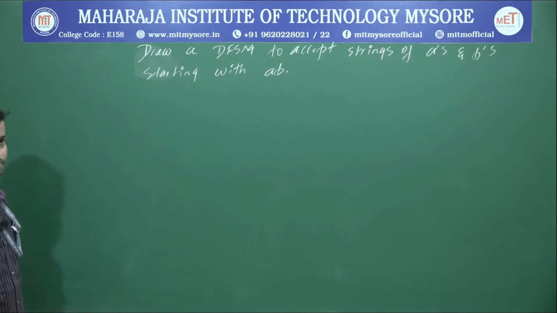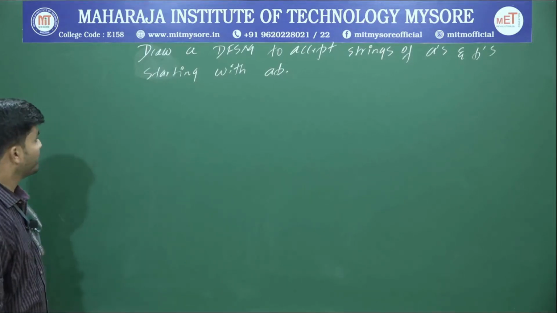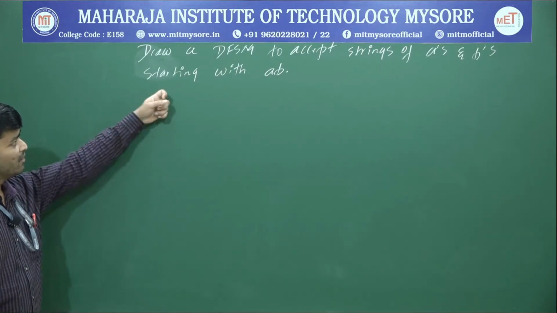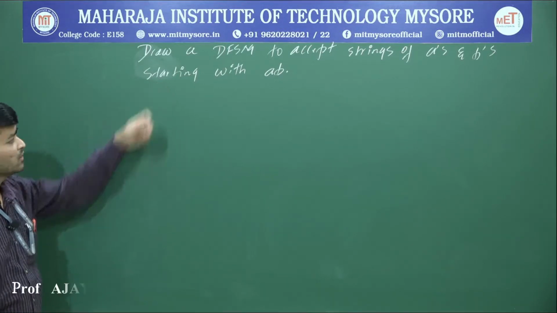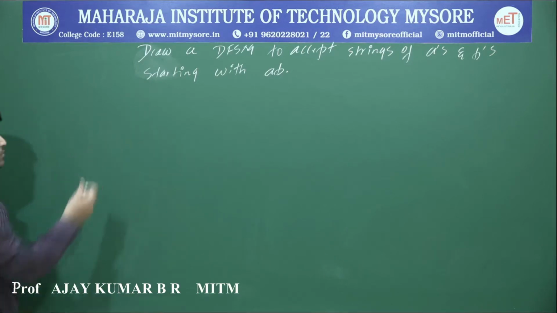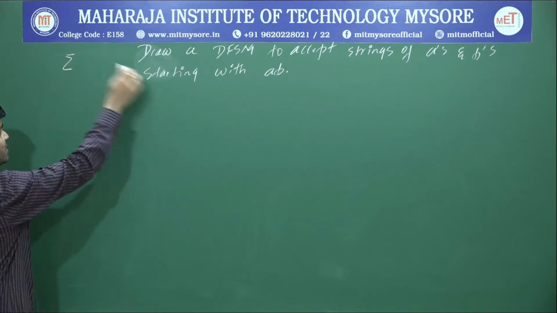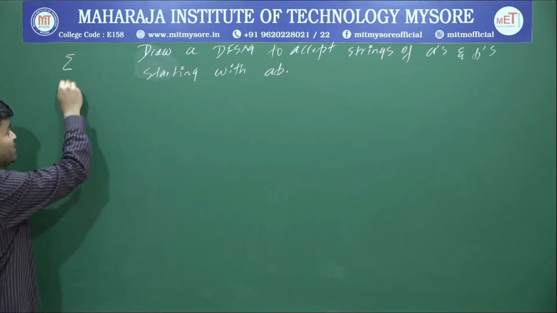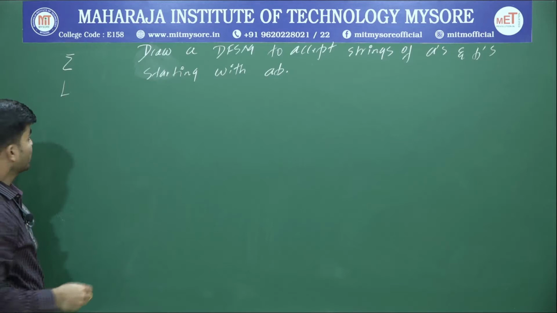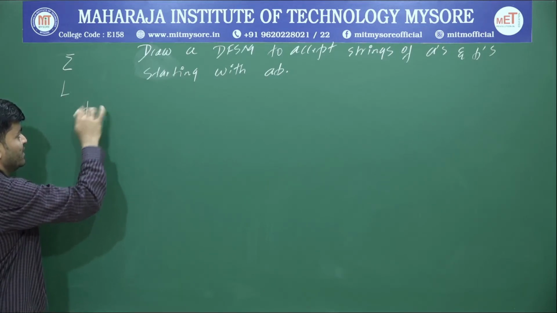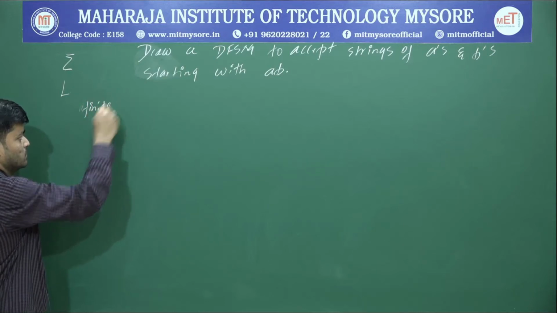So I'll brush up on how to design a DFA one more time, then I'll continue with the problem. Yeah, so in order to construct a DFA, first we have to write sigma from the given question. Next we have to define the language. You have to identify whether it's a finite language or infinite.